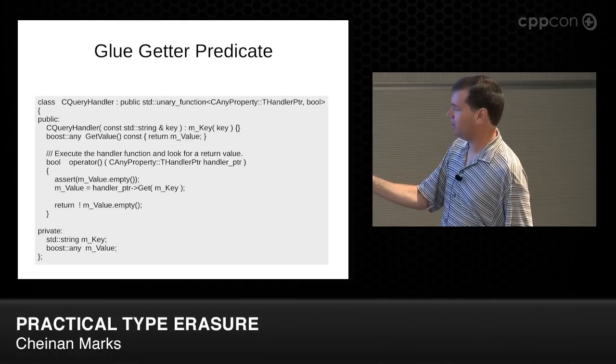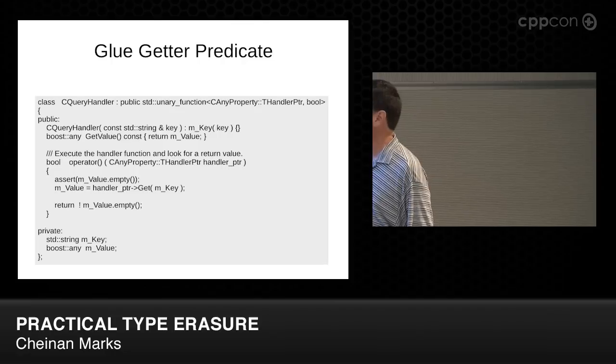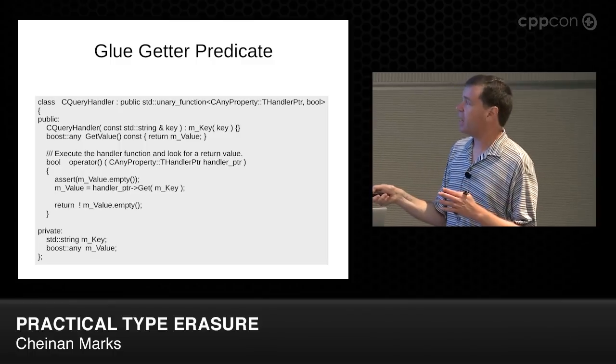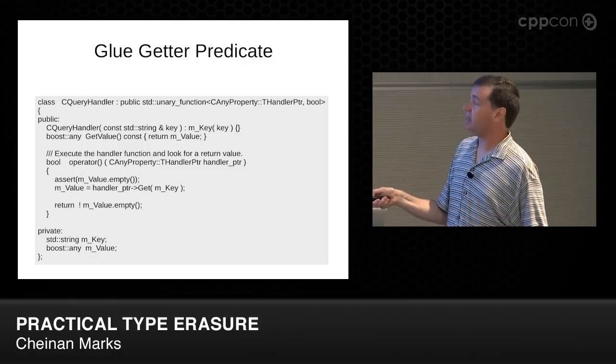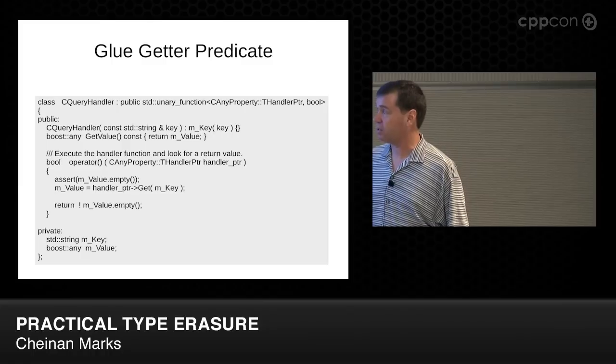Operator function call, and it is going to basically query every handler in turn and get that key, and then if there's something that is actually in there, it's going to return true, otherwise it's going to return false.